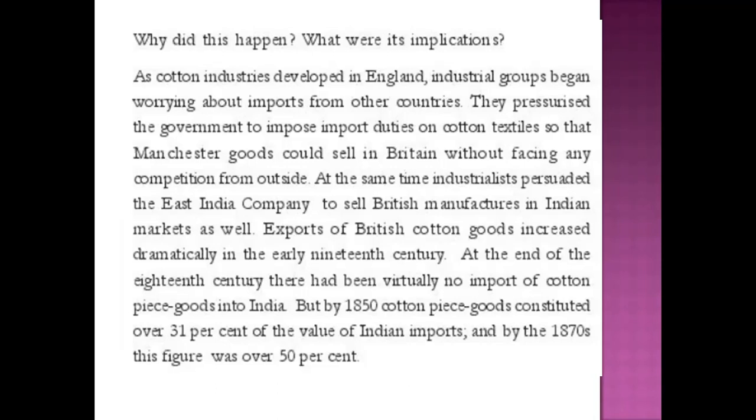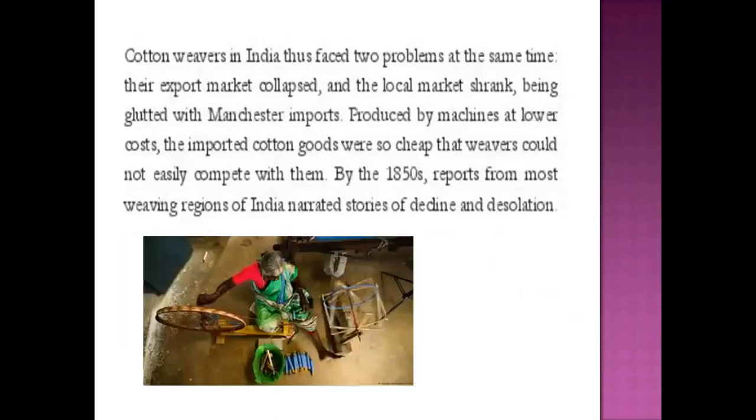British cotton increased in India. At the end of the 18th century, there had been virtually no import of piece goods into India. But by 1850, piece goods constituted 31% of the value, and by 1870, 50%. So when cotton goods started being imported to India, the Indian weavers faced the problem of competing with them, and that was also one cause of their decline.